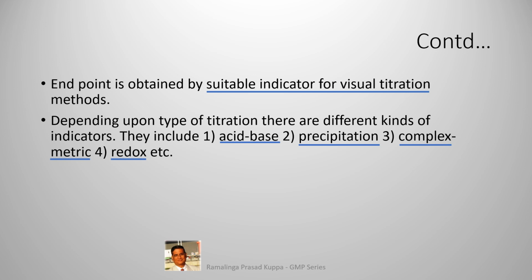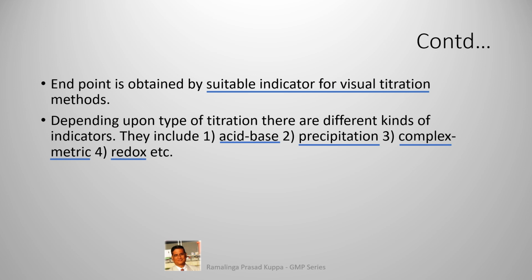In precipitation titration, the indicator adsorbs on the precipitate that forms during the titration. Typical precipitation titrations include estimation of chloride with silver nitrate solution. The indicators used here are acid dyes or basic dyes. Generally, halides are estimated by this technique.